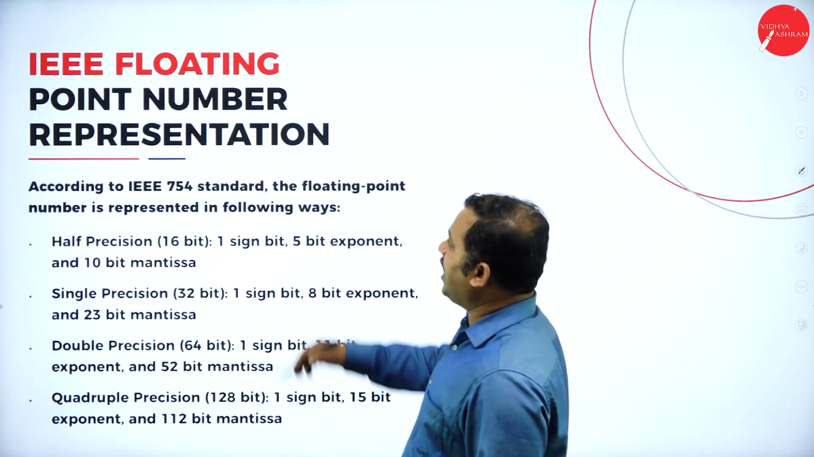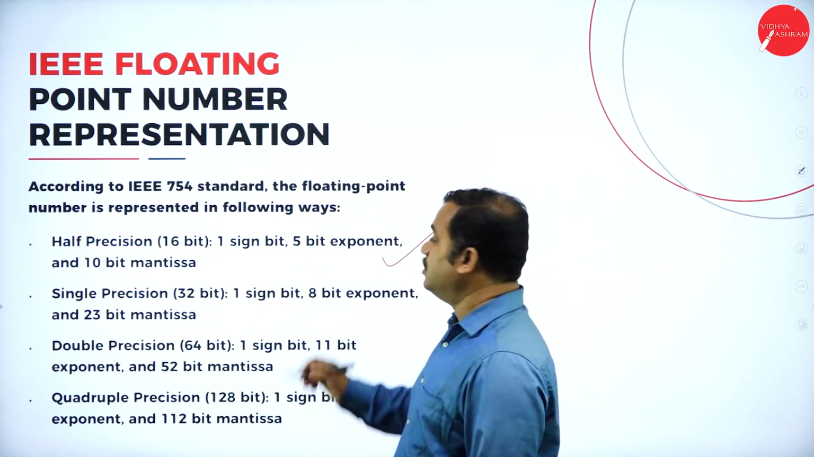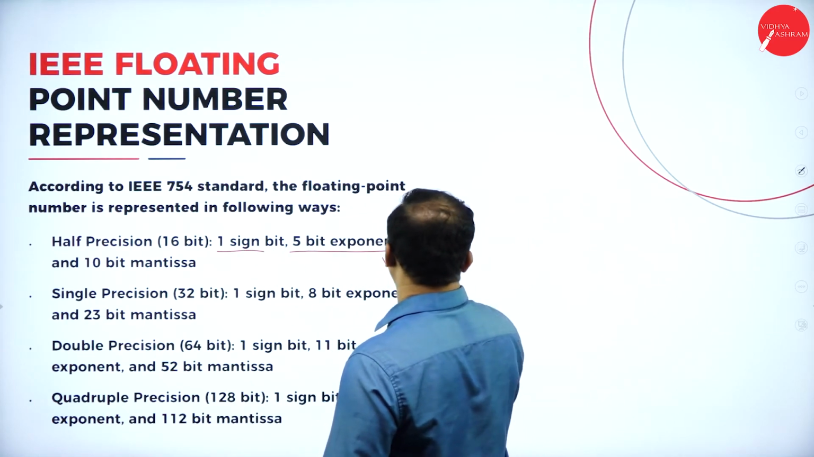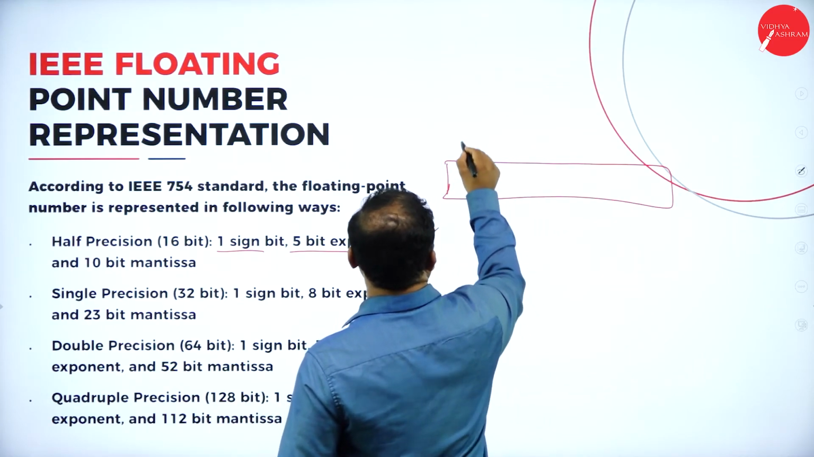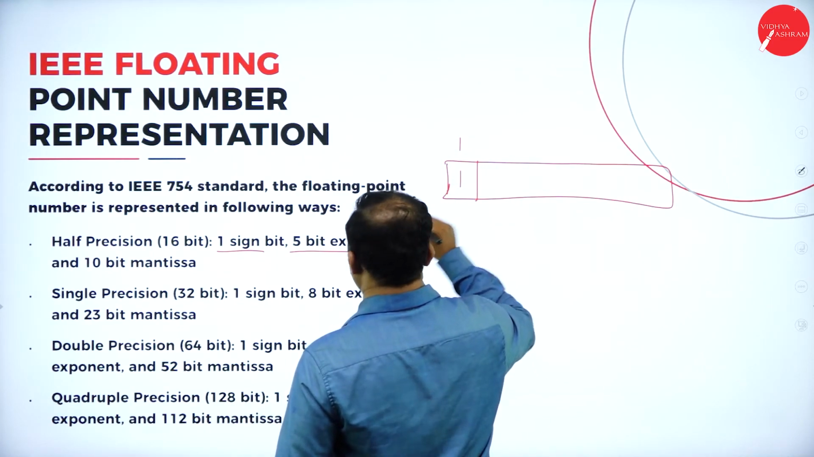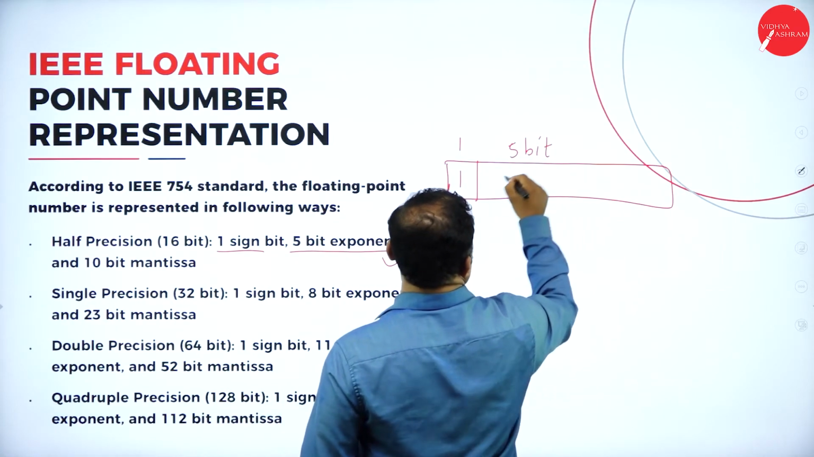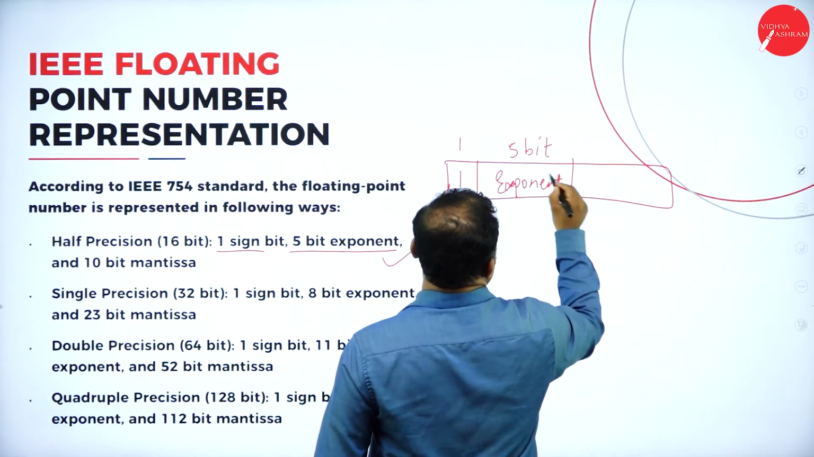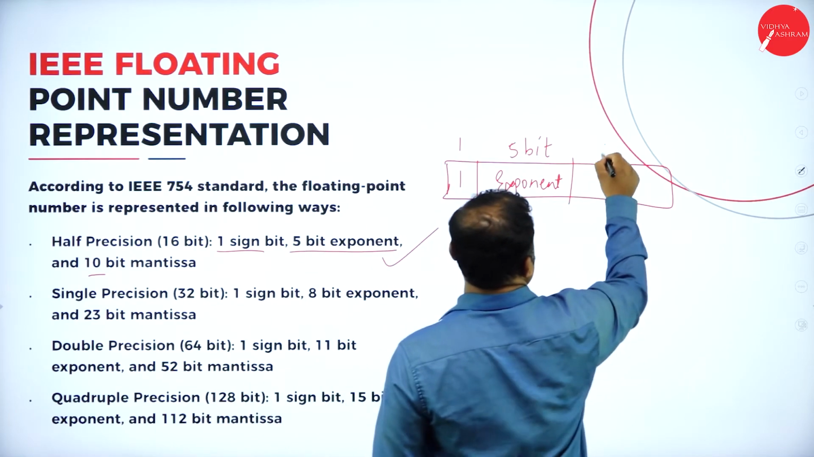So then we have the floating point representation with these formats. That is half precision with 16 bits, where 1 bit is called the sign bit, 5 bits for the exponent. In the case of half precision, 1 bit for sign and the next 5 bits for exponent, and the remaining 10 bits for mantissa.